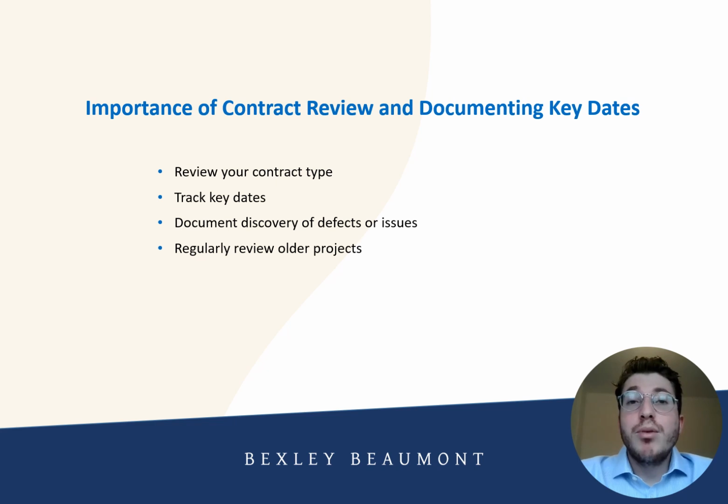So, what is the importance then of contract review and documenting key dates? Well, this is very important. Knowing these time limits that I've just discussed is only part of the puzzle. There are a few things that you also need to do to try and stay on top of limitation periods. First of all, review your contract type. Check if your contract is a simple contract or a deed, as this determines the relevant limitation period, 6 years or 12 years. If you want to consider additional protection, then you need to consider executing contracts as deeds. We can provide advice to make sure that this is done properly.